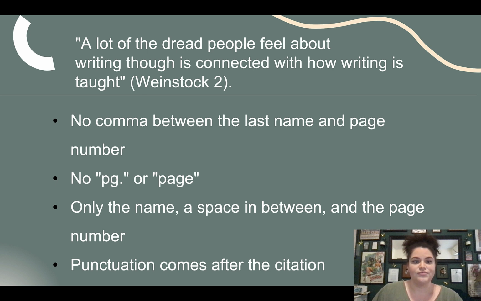Here is an example. So the quote is, "A lot of the dread people feel about writing, though, is connected with how writing is taught." And then in the parentheses, in the in-text citation, is Weinstock 2. So what that indicates is that the last name of the author of the source where this quote came from is Weinstock, and that within the source, this quote can be found on page 2, okay?